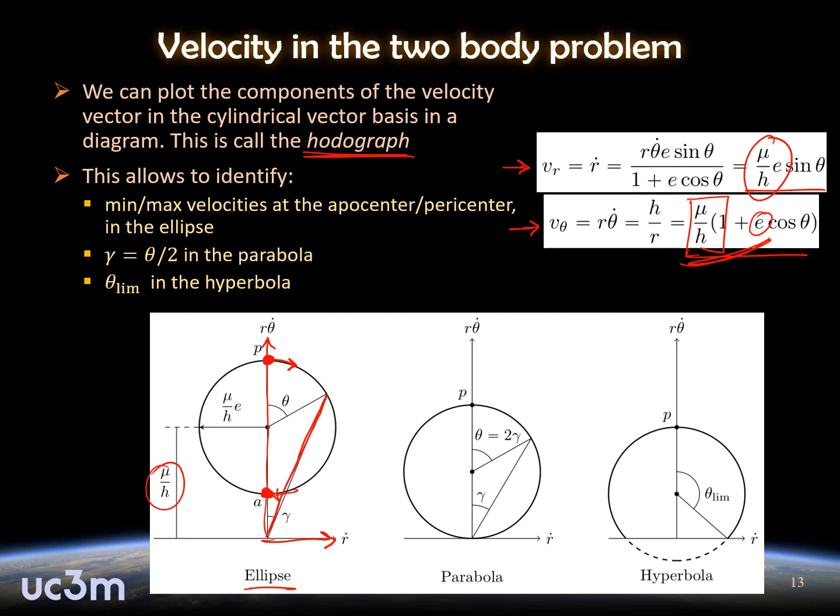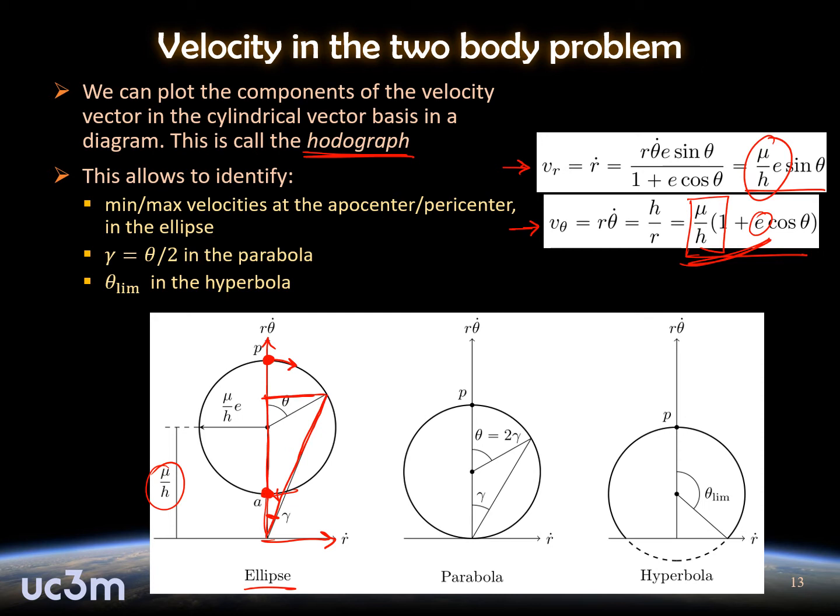This diagram also shows you the value of gamma, the flight path angle. Remember that the tangent of gamma is the ratio between the radial velocity and the azimuthal velocity. So here you have the triangle that gives you the value of gamma. In the case of the ellipse, you see that the circle gives you the full orbit, and actually you have a positive value of the azimuthal velocity for all the points.